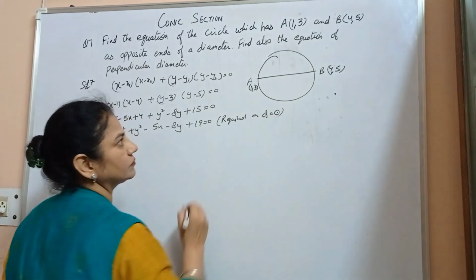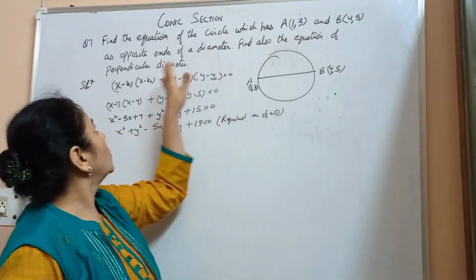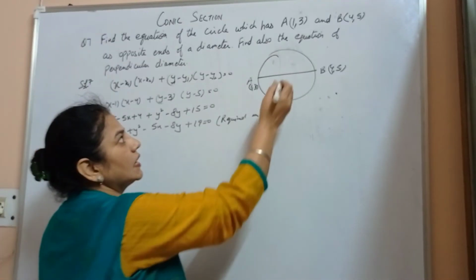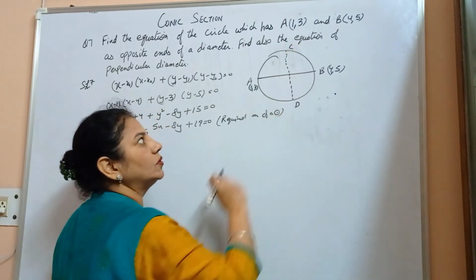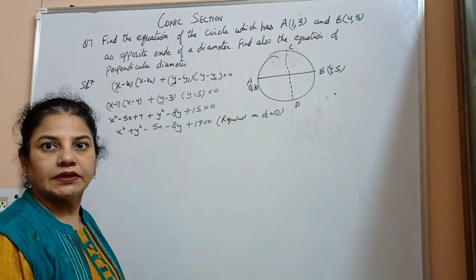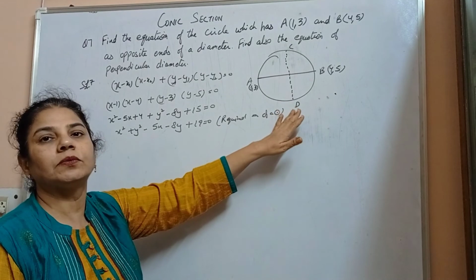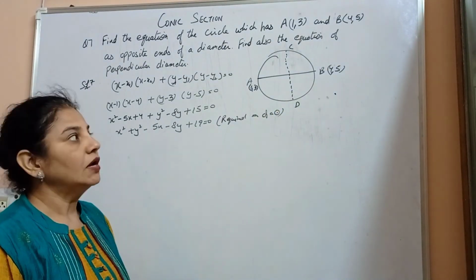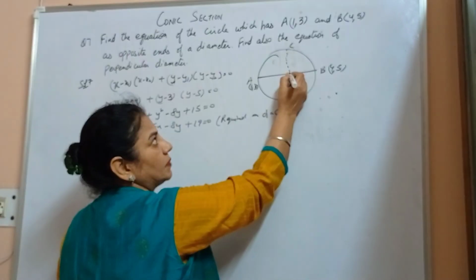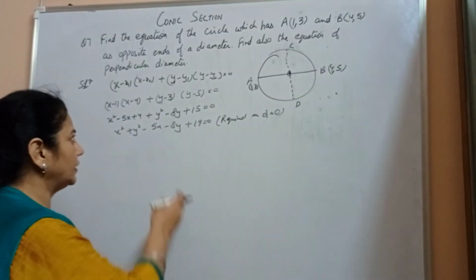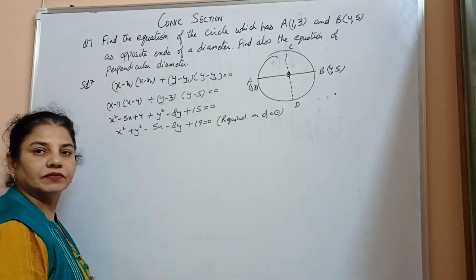Now it says, find also the equation of the line perpendicular to the diameter. Say CD is perpendicular to the diameter AB. AB is a diameter and CD is perpendicular to the diameter AB. We have to calculate the equation of CD. Now this CD has the same center as AB. The diameter also passes through the center. The center is the same, so we calculate the center of the circle from this equation.